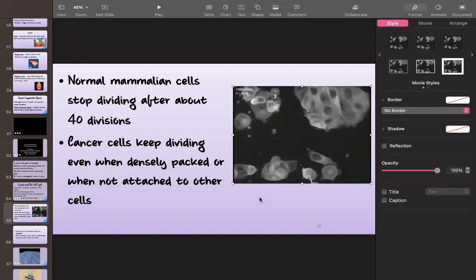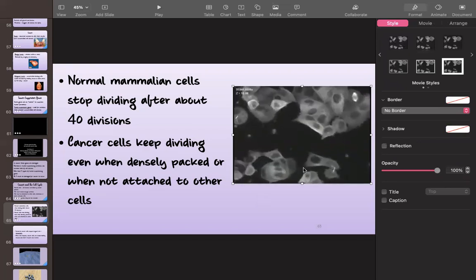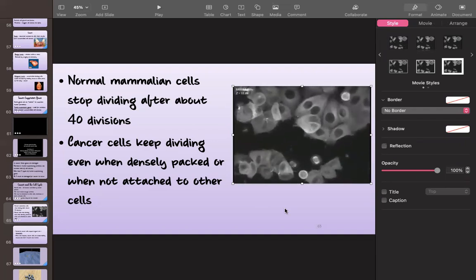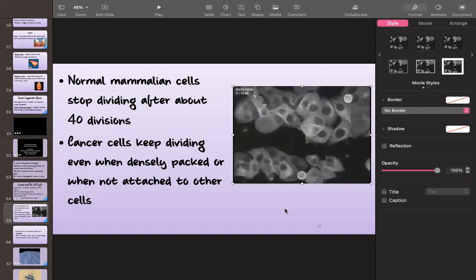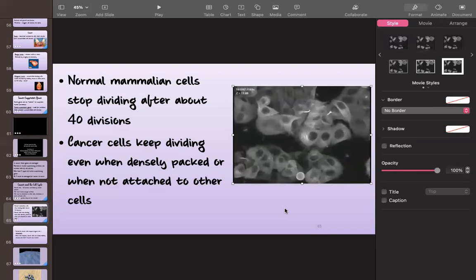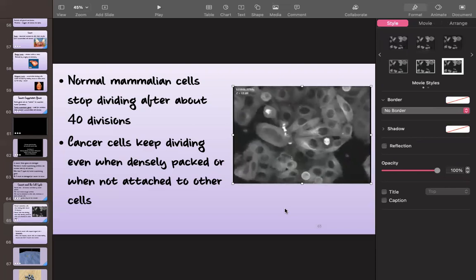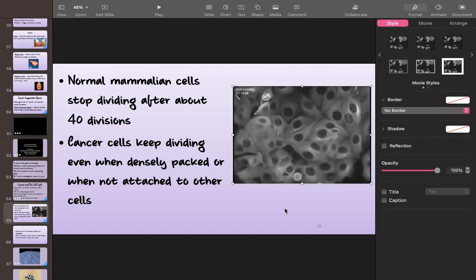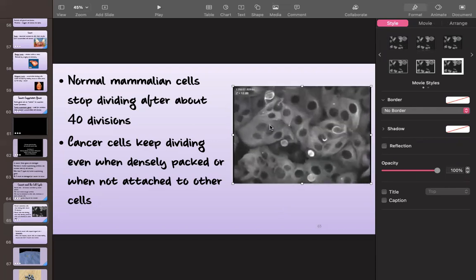So here we've got cancer cells that are dividing. You see, even though they're becoming crowded, they still keep dividing. And that's one of the requirements for healthy cells, is that once they become crowded, they stop. But these guys just keep going and going. So these are actual cancer cells that are dividing.